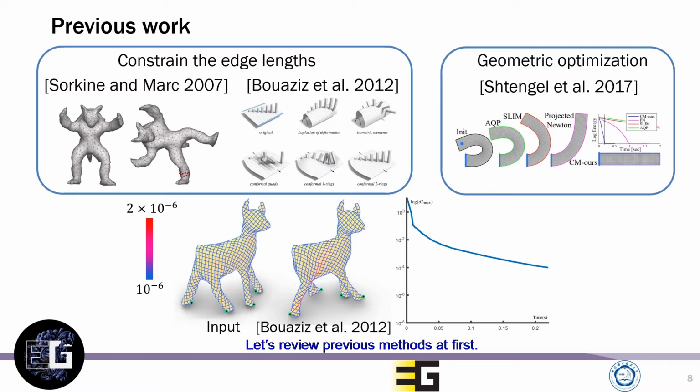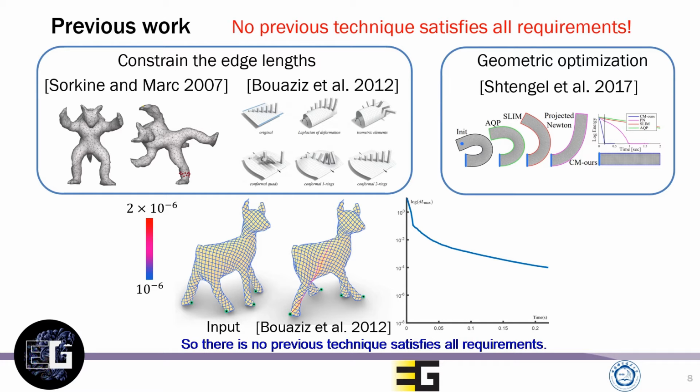Let's review previous methods at first. Solomon and Mark construct local rigidity energy to describe the isometric constraints, but that's different from edge length constraints. Bouaziz et al. use local-global solvers to solve shape constraints, but it cannot constrain the maximum edge length deviation to be very small, as we show in the bottom figure. As for geometric optimization, Xiao-Ming et al. adopt the framework to deal with the minimization of composite objectives, but it doesn't solve the edge length constraints. So there is no previous technique that satisfies all requirements.